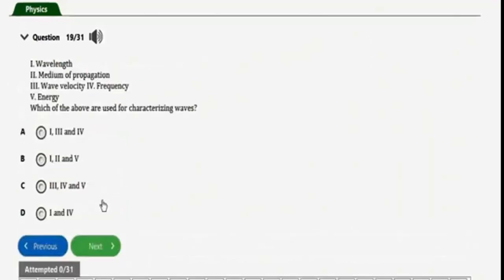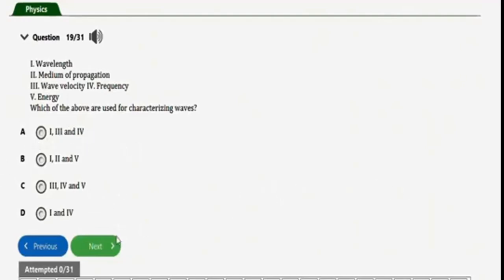It says which of the above are used for characterizing waves? We have I, wavelength, II, medium of propagation, III, wave velocity, IV, frequency, V, energy. So the correct option here, wavelength is included, wave velocity is included, frequency is included. So the correct one is option A. So that's it for this question.